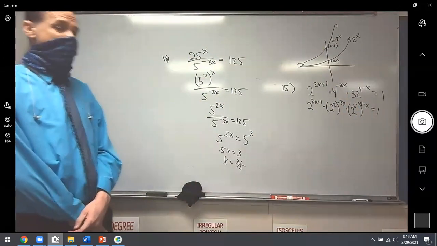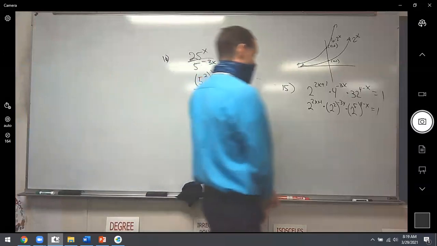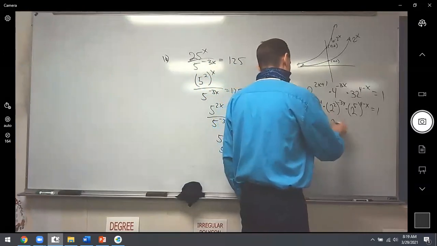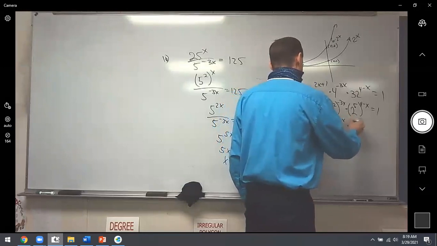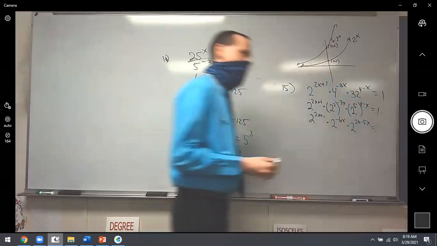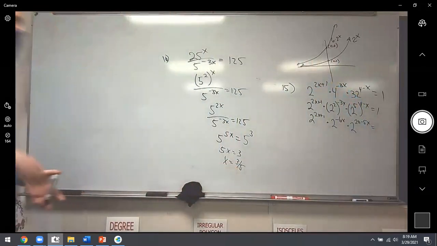Okay, a bunch of powers to powers. So we better multiply, right? Yeah. So 2 to the 2x plus 1. That's going to be 2 to the negative 6x. This is going to be 2 to the 20 minus 5x. Everybody buying that? What? 20 minus 5x.